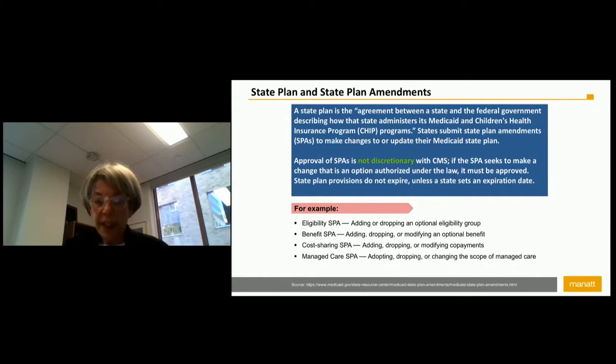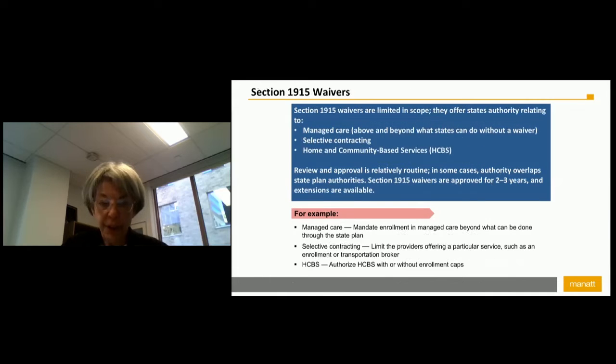So let's go to our first example of waivers. There's a couple of different kinds of waivers in the Medicaid program, and I'm going to talk about 1915 waivers and then Section 1115 waivers. So 1915 waivers do exist in California, and Jen will talk about it, but they are limited in scope. They are Medicaid-specific waivers that allow states to do certain things, and it's mostly about giving the state authority to limit the providers that will be paid to offer a particular service, or that a beneficiary can turn to for a particular service.